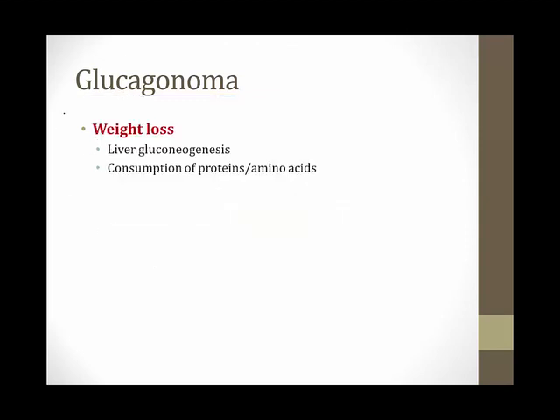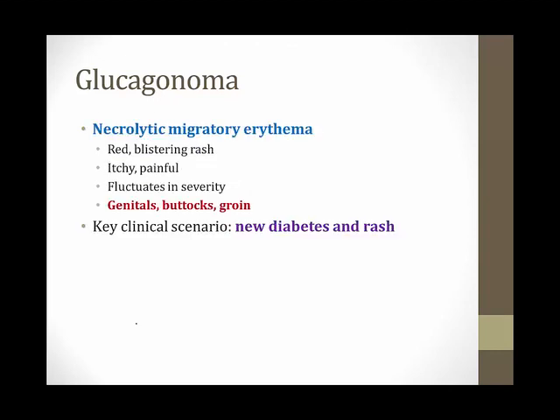Because of the chronically high glucagon levels, these patients often develop weight loss. The liver is performing gluconeogenesis, which burns calories. This is consuming proteins and amino acids and leading to weight loss. In addition to weight loss and diabetes, another classic feature of glucagonomas is a peculiar rash called necrolytic migratory erythema. The mechanism of this rash in glucagonoma is poorly understood. It is a red blistering rash that is itchy and painful. It tends to fluctuate in severity, and it classically occurs in the genitals, buttocks, and groin.